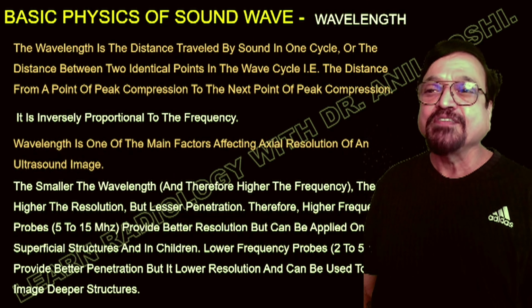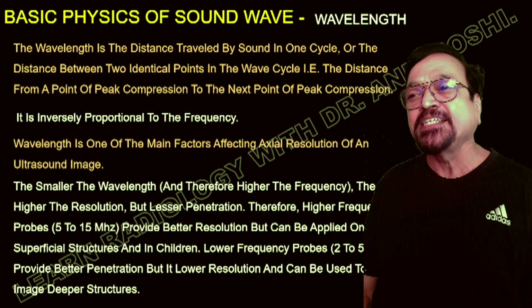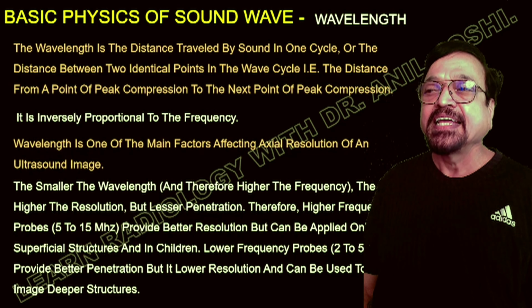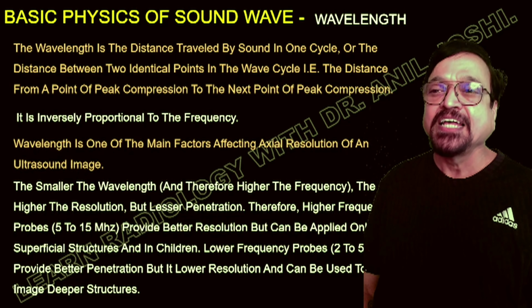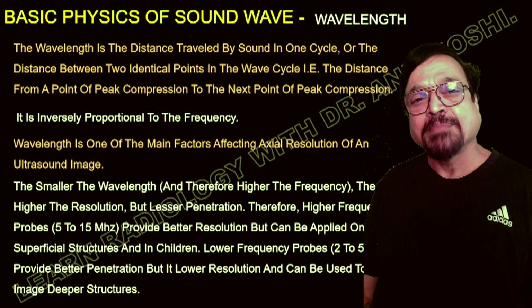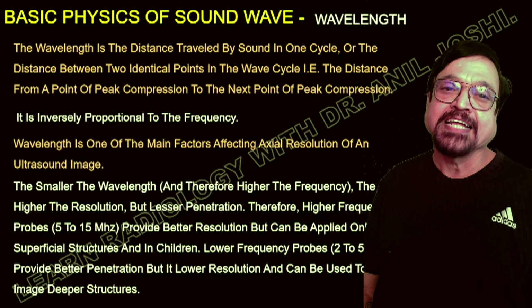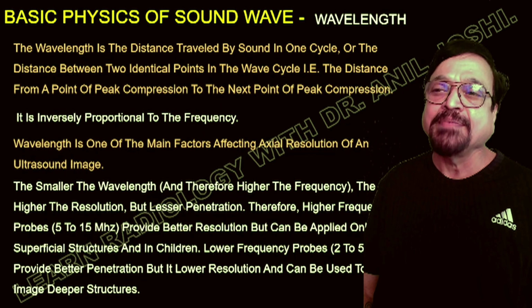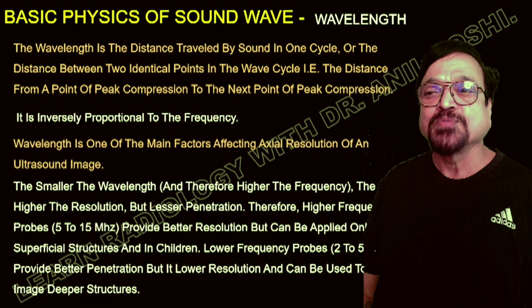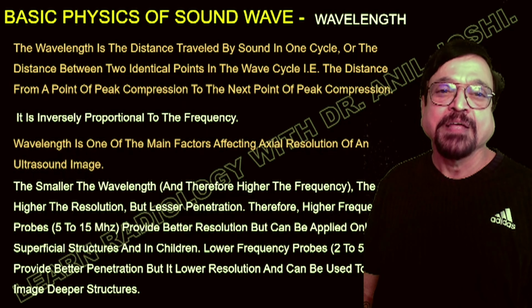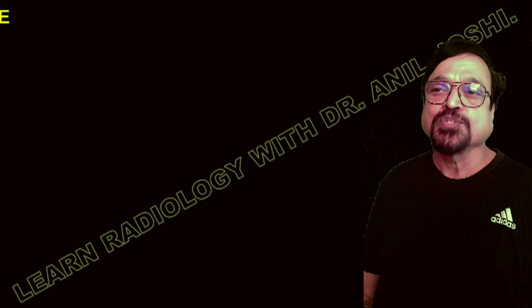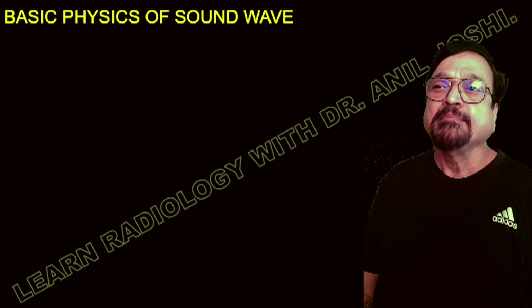Therefore, a higher frequency probe like 5 to 15 MHz provides better resolution, but can be applied only for the superficial structures, or they can be applied in small parts like testes, breast, thyroid, or they can even be applied in neonates and small children. So there we need less penetration. The anatomical examination part is a smaller one. Now what is the basic physics?